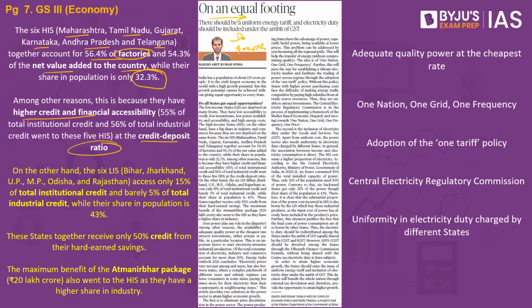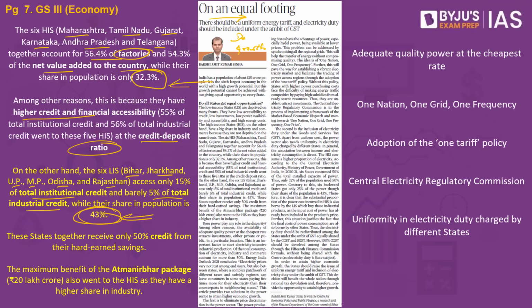Now, when you consider the low income states, states like Bihar, Jharkhand, UP, MP, Odisha, and Rajasthan access only 15% of total institutional credit, barely 5% of total industrial credit, while their share of population is 43%. So 43% population, 32.3% population. So less population, they're utilizing more resources. More population, they have less resources at their disposal.